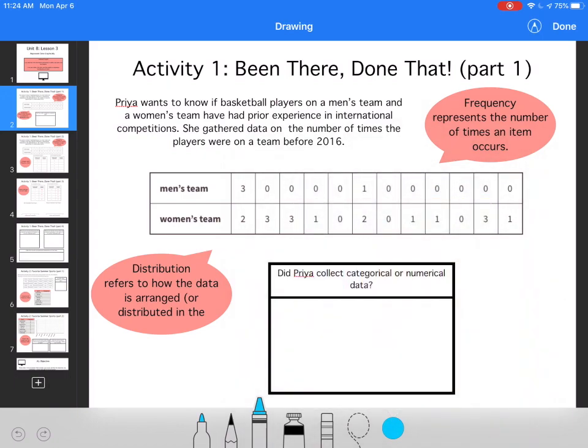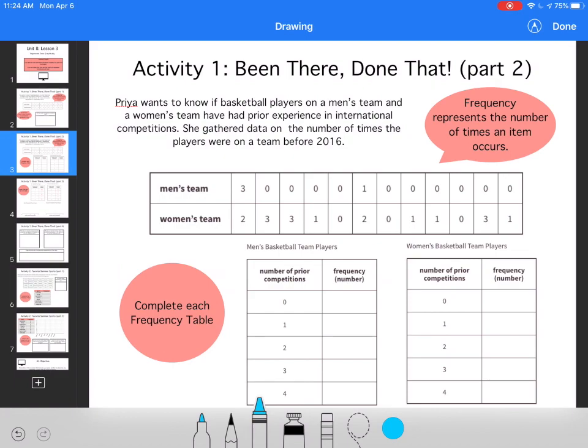So it says, Priya wants to know if basketball players on the men's team and the women's team have had prior experience in international competitions. She gathered the data in the table of the number of times the players were on a team before 2016. So frequency means the number of times an item occurs. Distribution refers to how the data is arranged. So did Priya collect categorical or numerical data? Well, she collected numerical data because these are numbers. She asked how many games they'd had in international competition, so those are all numbers.